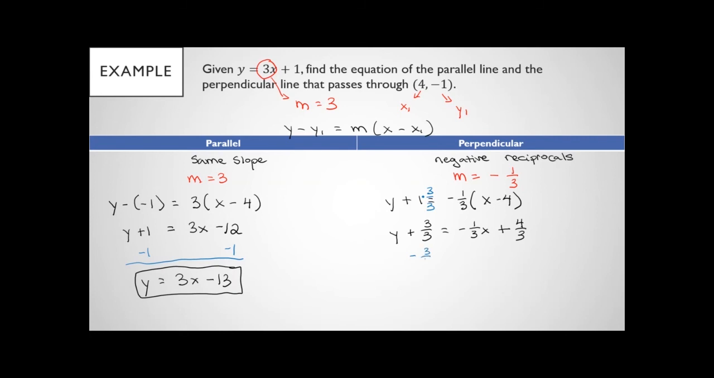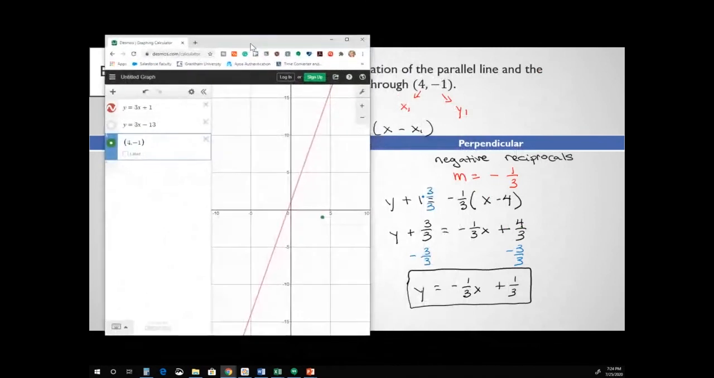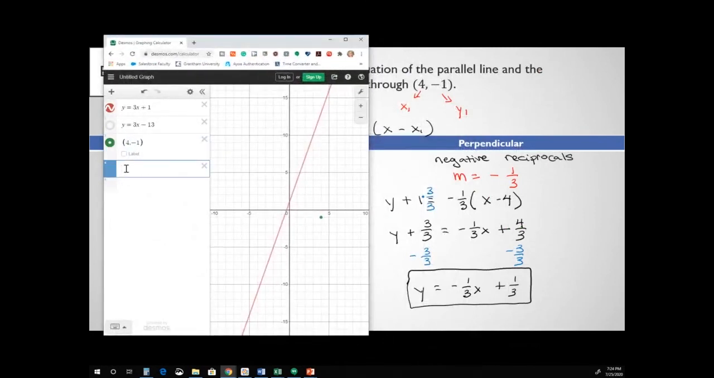So I'm going to subtract the 3/3 from both sides. And this gives me y equals negative 1/3 x plus 1/3. Now this is going to be perpendicular. So I'm going to pull up the Desmos, and I'm going to clear the parallel line. And we want to make sure it's perpendicular, so it's going to form a right angle. So I have y equals minus 1/3 x plus 1/3.